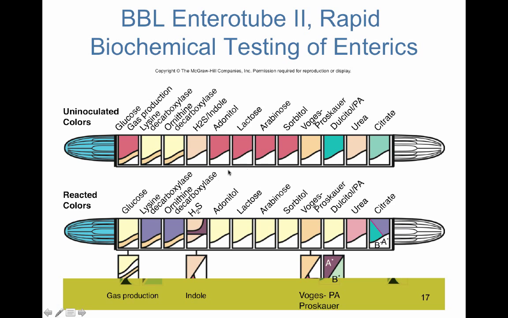On the top, you see the colors of the wells prior to inoculation, so uninoculated. And this EnteroTube is a colorimetric test. So if there's a positive result, the well will change color. So that's how you can tell right away. If it doesn't change color, then you know that it's a negative result. So this can be used to essentially figure out what bacterium you have in your hands.